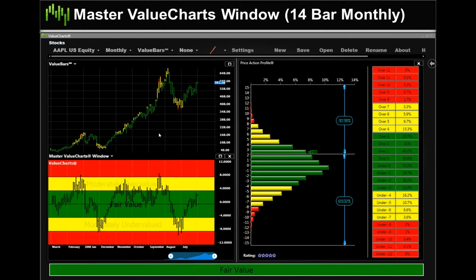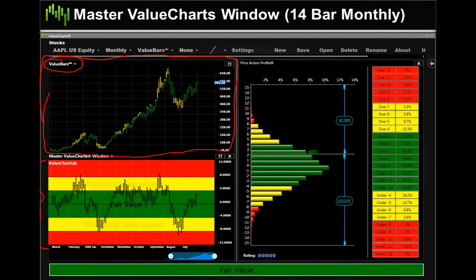Now, let me go ahead and go over what this screen is right here. This is a screen we developed for Bloomberg called the Master Value Charts Window, and it's designed to communicate a lot of information relating to market valuation. So there's three tools that I'm going to point out to you here if you're not familiar with this. First one is value bars, and this is up in the left-hand corner right here. This is just an overlay that's designed to color the normal open, high, low, close price bars one of three different colors. And these colors match up down here with your value charts price window that's directly below.